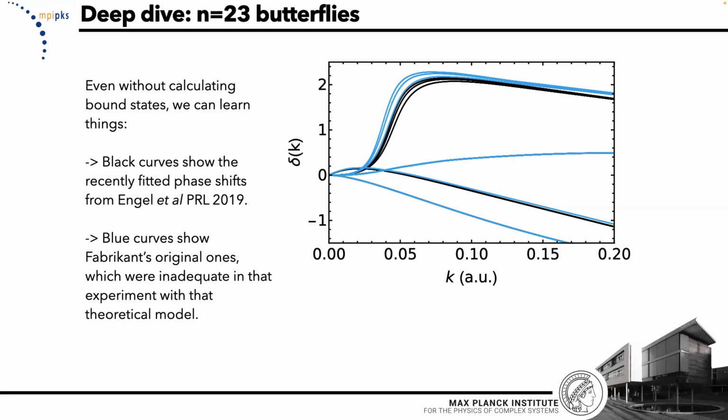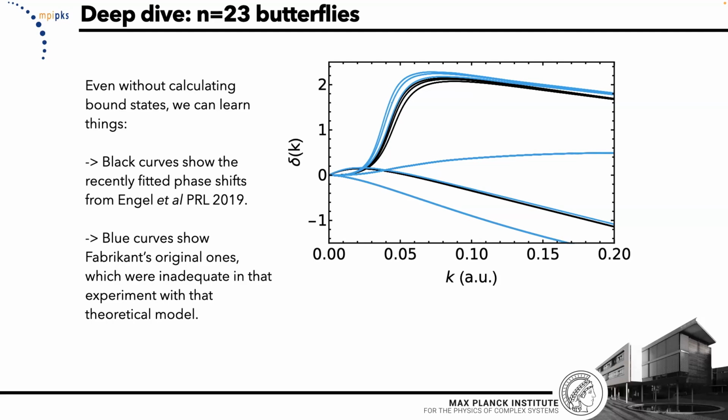So here I'm comparing the different S wave, that's these two down here, and P wave, and especially these spin-orbit split resonant P wave phase shifts from two different calculations. So the blue ones are ones originally calculated by Fabrikant and coworkers that were found in this comparison, this collaboration between Peter Schnellkert's group in Hamburg and some of Bau's in Stuttgart, really found to be inadequate at explaining what they observed in the experiments.